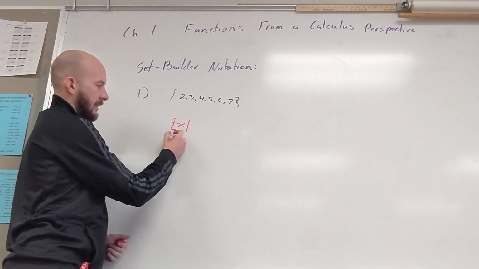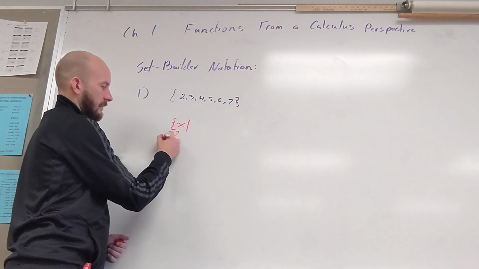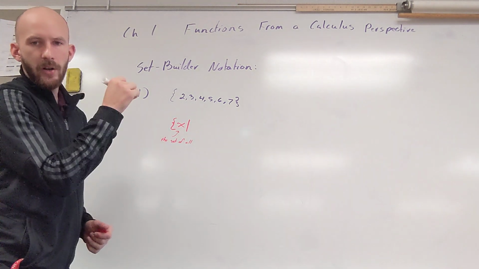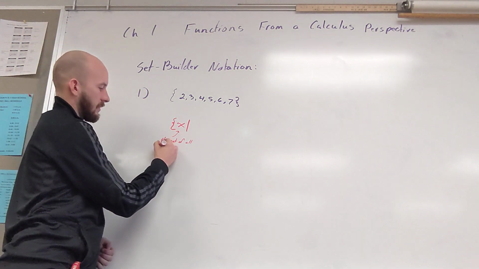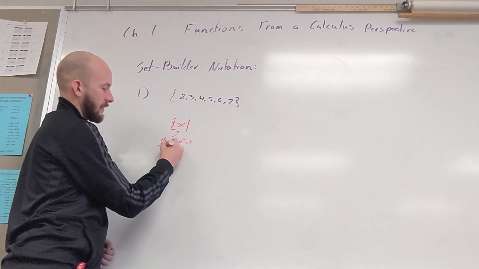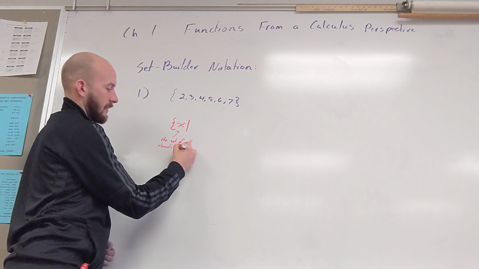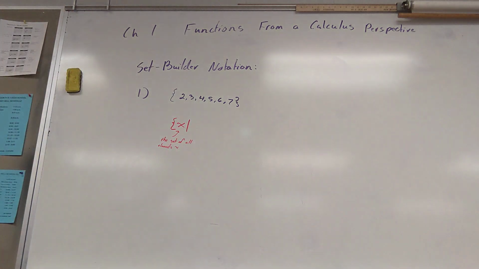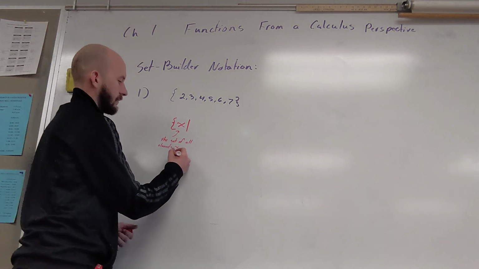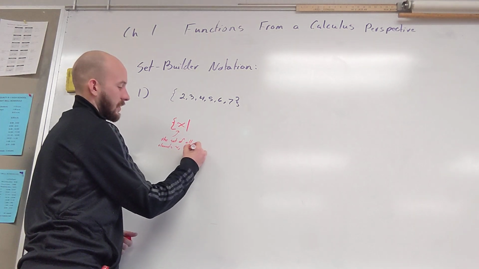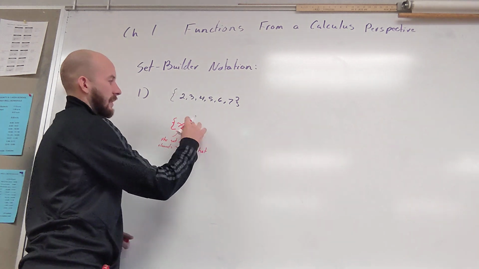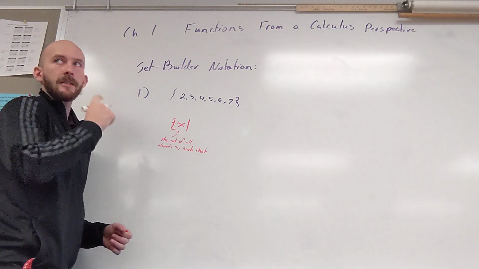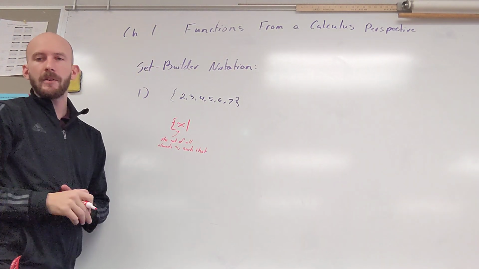Okay? And basically, this means the set of all elements x such that, and then that vertical line kind of separates it, and then over here we're going to list out the properties of all of those elements of x.